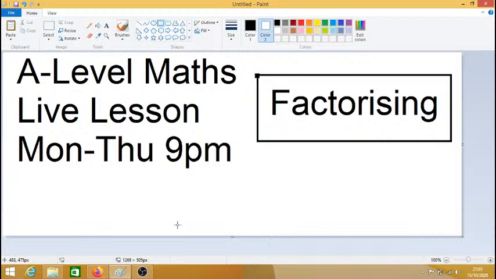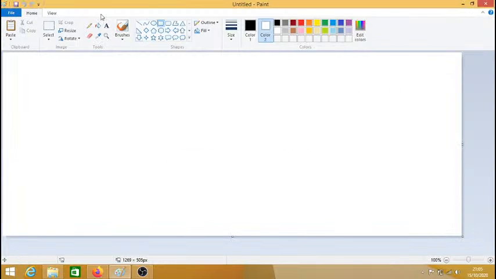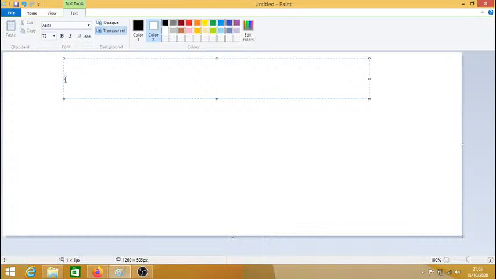A-level maths live lesson. Today's topic is factorizing. Today is the last lesson for a week, so no lessons next week due to half term. But today let's have a look at factorizing. We started yesterday with some basic factorizing, and today it's going to get a bit more complicated, so inshallah you'll enjoy it, God willing.